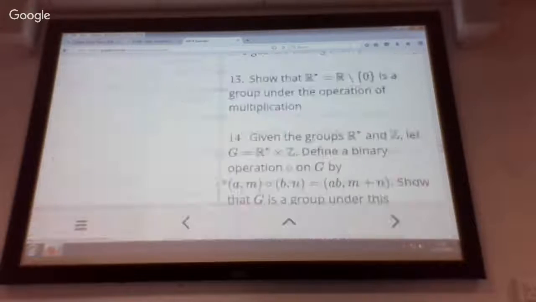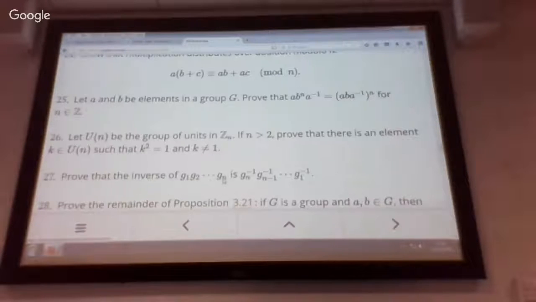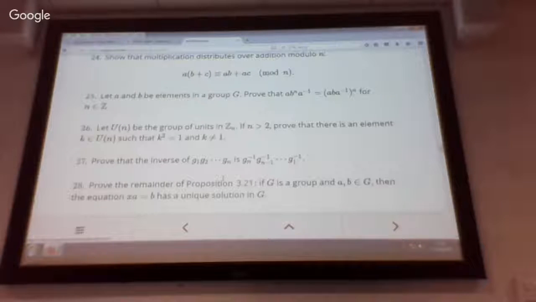So let A and B be elements in a group G. Okay, so it's extremely general. It's not placing any conditions that the group is finite or the group is abelian or any particular group. It's the most general kind of situation. Just any group, two elements in the group. That's the first thing to recognize.